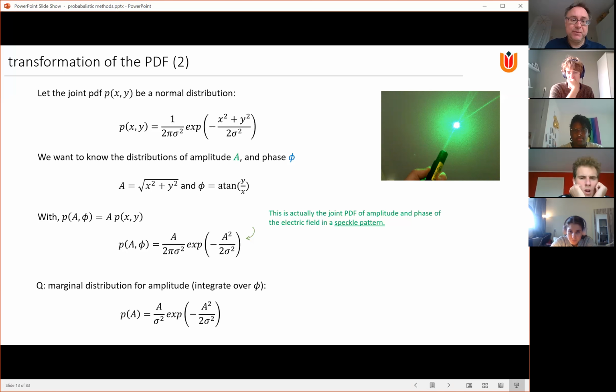All right, now this is joint, so we can calculate the marginal distributions. The marginal distribution for amplitude we can find by integrating over phi. Phi, of course, runs from 0 to 2 pi, so if we do that, then the factor 2 pi here drops out.